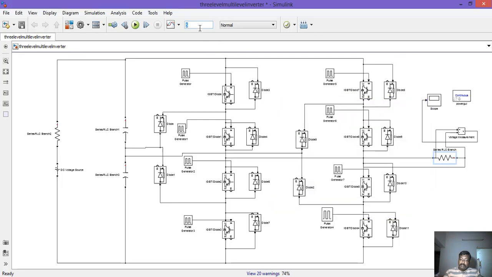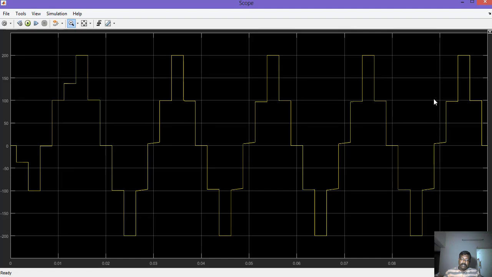Now let us set the simulation time to 0.1 and simulate the circuit. Now this is our 3-level multi-level inverter. It's a 3-level multi-level inverter. Thank you.